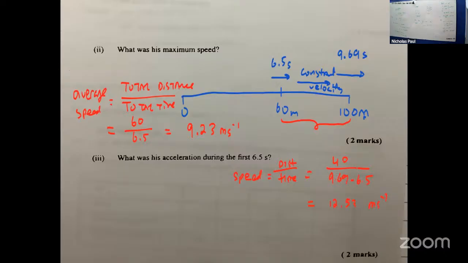Right, that's part 1, that's part 2. Part 3 now. Acceleration is equal to V minus U over T. V would have been 12.53, U is 0, and T is 6.5. What is that? 1.93 meters per second squared, for the SI unit. Meters per second squared.